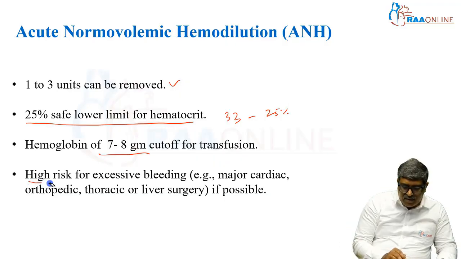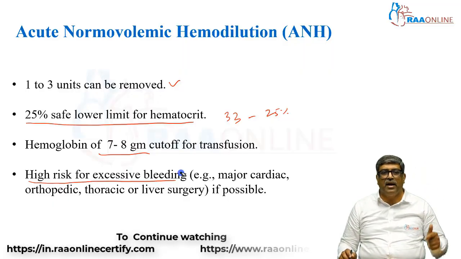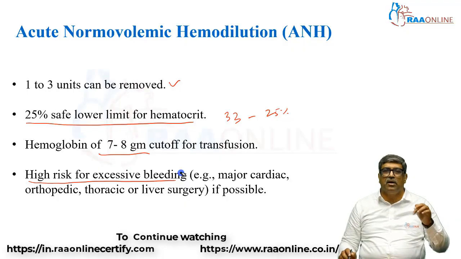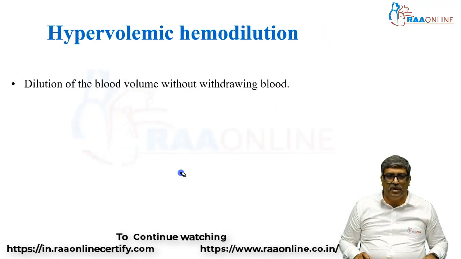This is usually done when there is a high risk for excessive bleeding, like major cardiac, orthopedic, thoracic or liver surgery. In those cases, acute normovolemic hemodilution can be tried.